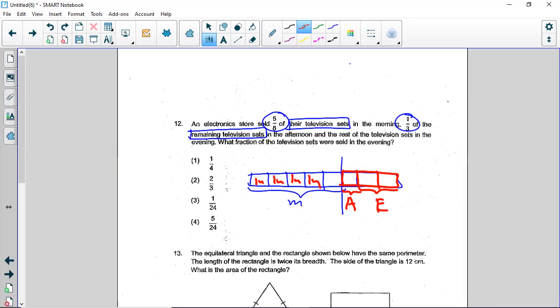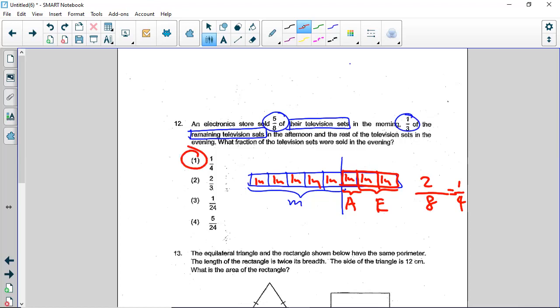So what fraction of the television set, which is altogether how many units? So you have 2, 4, 6, 8 units, right? Were sold in the evening, which is 2 units. So you get your simplest form and you will get 1/4. So 1/4 of the television set was sold in the evening.